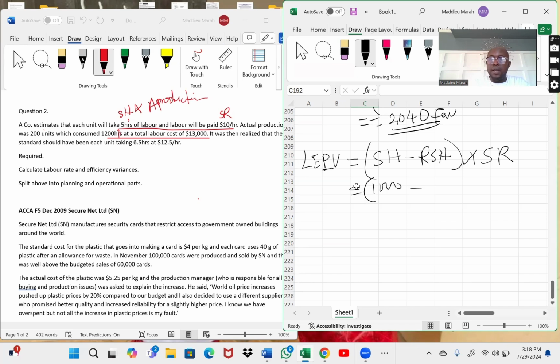6.5 multiplied by actual production 200. This gives us how much? 1,300. Thank you. 1,300 multiplied by standard rate of 10. So 300 at 10 gives how much? 3,000. 3,000 adverse. Thank you. Adverse variance.